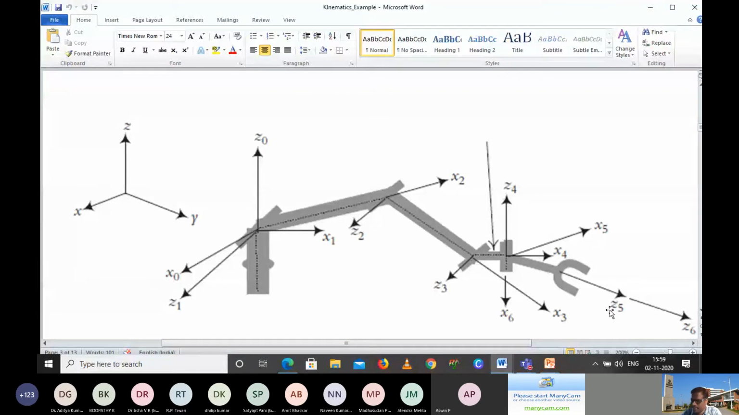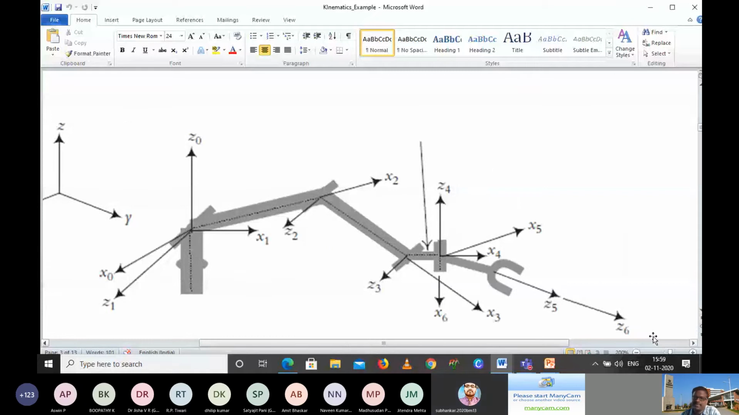Okay, last one, sir. Can you tell me the last one? Theta 6 will be there. What about A distance, D distance, alpha distance? Sir, please check that X6 is here, Z6 is here. Will it have any other value, sir? Z5 and Z6 are in the same line. Will it have any alpha? No, sir. Very good. So it won't have any parameter D and A also. It will have only theta.